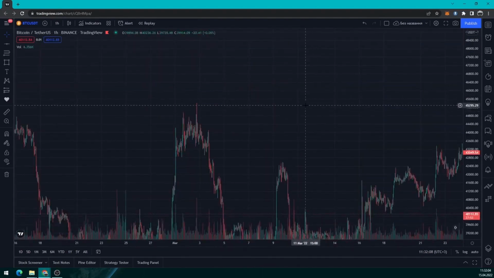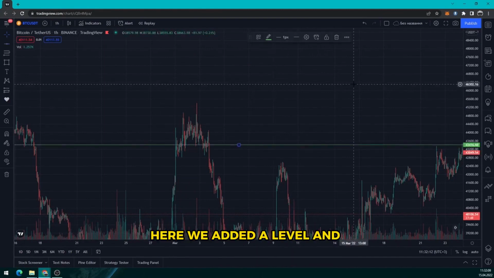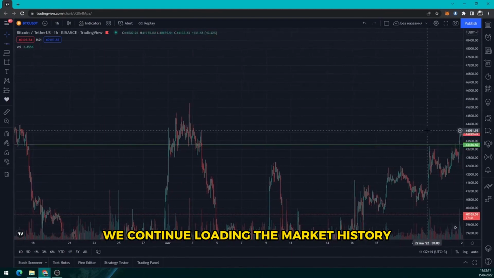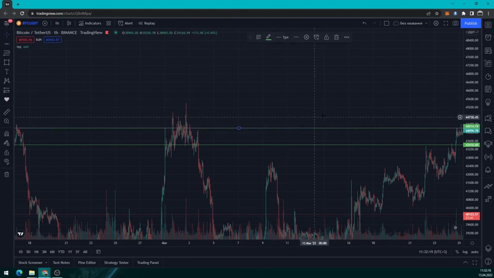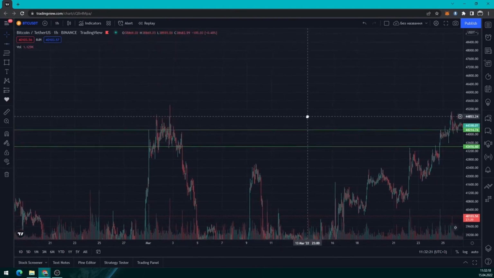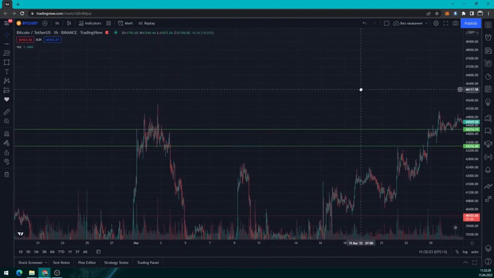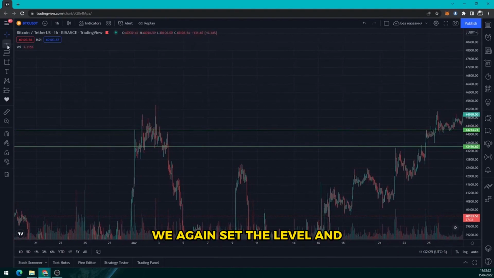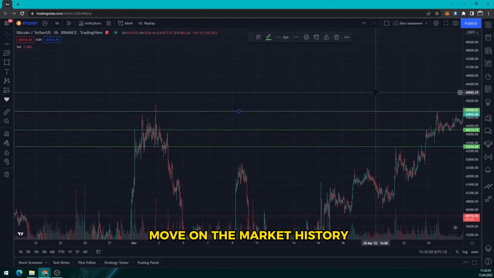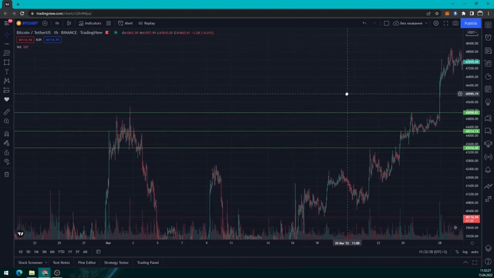Take any financial instrument, for example Bitcoin, and start adding a level. For example, here they added a level, and we continue with the story. Apparently it worked. After I add a level, we check if it worked. Then we go on further. Here something starts. We again raise the level and move on with the story. So we see it worked again.